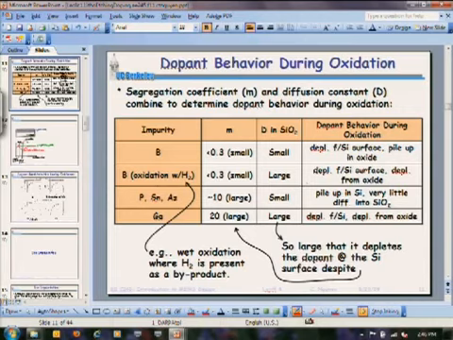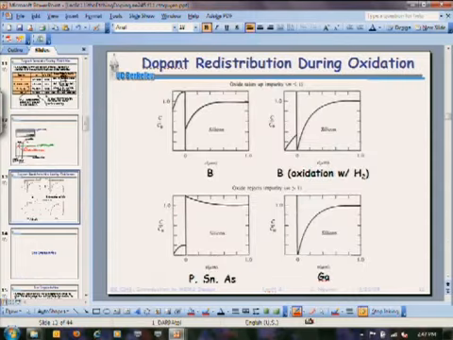Phosphorus is very different. This has a very large segregation coefficient, which means it wants to stay in the silicon. It has a very small diffusion in oxide, so what happens with phosphorus is this. Barely any of it gets in the oxide, and it piles up at the silicon. So after an oxidation, the phosphorus concentration goes up near the surface, and the boron concentration goes down. Depending on the starting concentrations, you may have something very different in concentration than what you think you have after that oxidation. I'm really just doing this to help you with that homework problem.